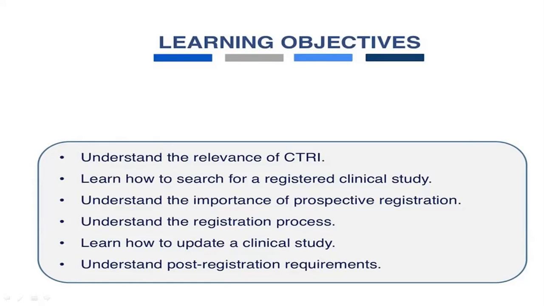Then the second access is the registrant access. Registrant access is nothing but the access for the person who first needs to register on the CTRI site. Once he or she registers, then he or she can access the details of the database which is already registered on the CTRI portal.